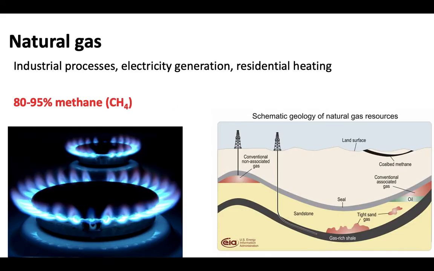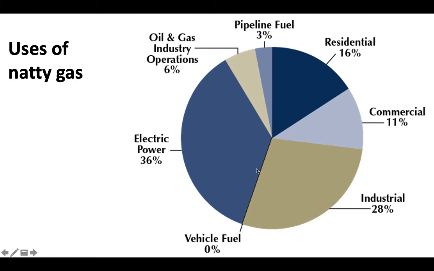All right, moving on. The last fossil fuel we'll talk about is natural gas. This is used for industrial processes, electricity generation. A lot of it's used for natural residential heating. It is found deep underground, and it's almost entirely methane, CH4, which is a very potent greenhouse gas. If you have a stove that has a flame on it, it runs on natural gas. Natural gas is used for a lot of things, like I said. A lot of it is heating and electric power in the residential and industrial sectors.